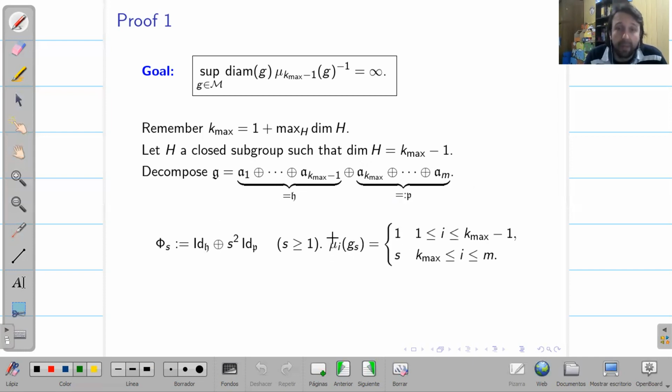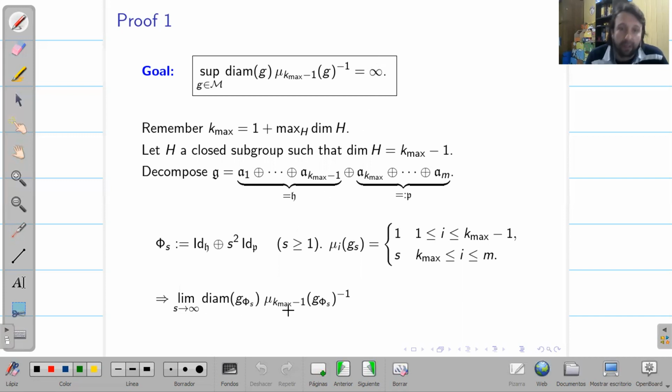Here is what I mean. Remember, mu k squared are the eigenvalues of this. That's why I am putting here s in place of s squared, right? This is pretty simple. And to prove that this supremum is infinity, we will prove that for this particular curve with parameter s, when s goes to infinity, this term is going to infinity. Okay?